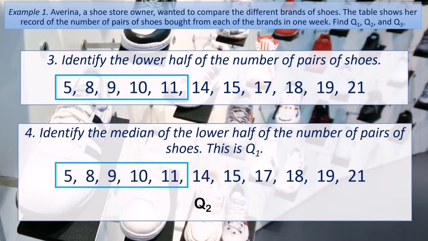Next is identify the median of the lower half of the number of pairs of shoes. This is the first quartile. The median of the lower half is... That's correct, it's 9. 9 is our first quartile. So we have first quartile is equal to 9.